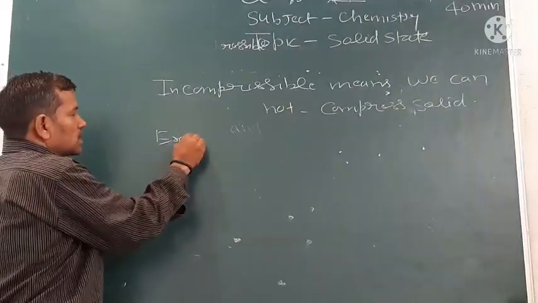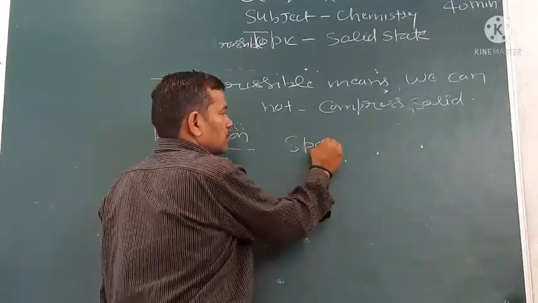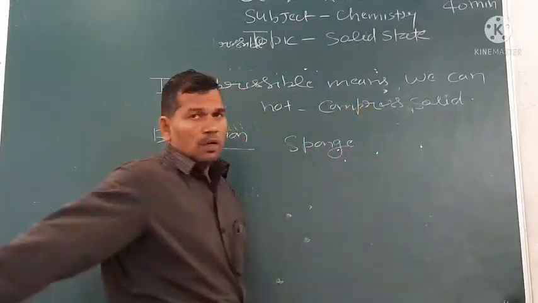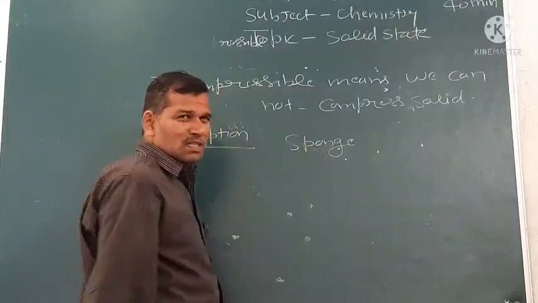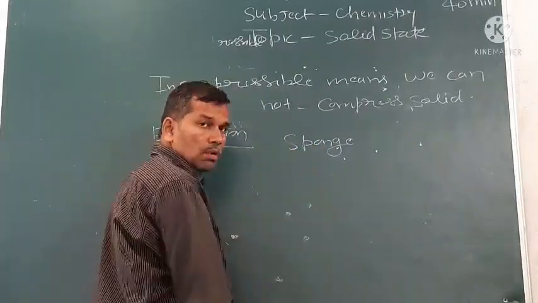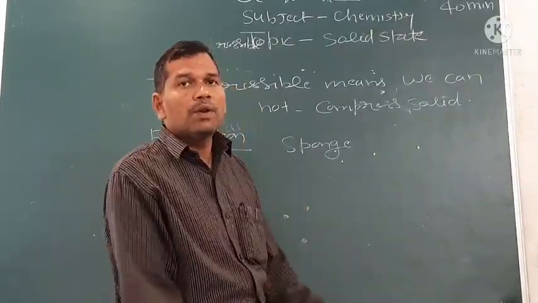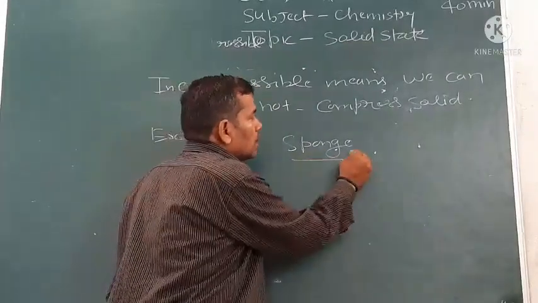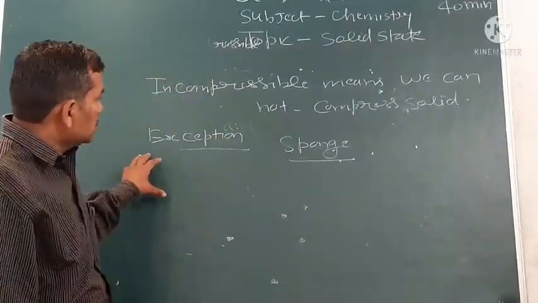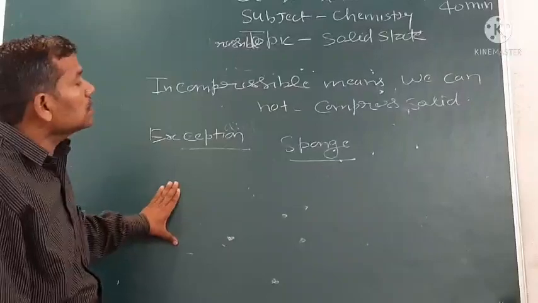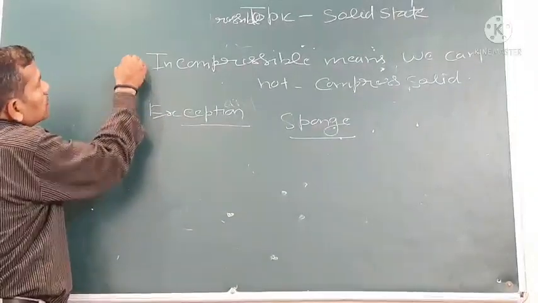Exception: sponge. Sponge is compressible because it has some pores in which gases are filled up. We can compress the gas. By this reason, sponge is a solid, but it is compressible.